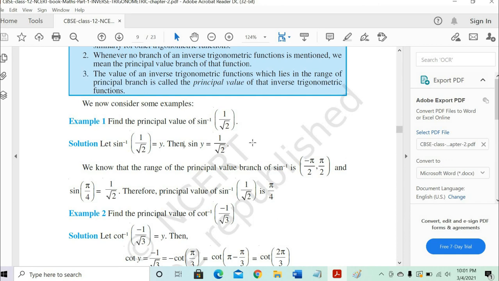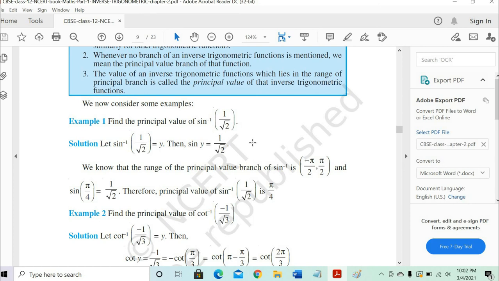Now you have to just check whether pi by 4 is coming between minus pi by 2 and pi by 2 or not. It does, yes. So the principal value of sine inverse 1 by root 2 will be pi by 4. So basically whenever you try to solve these things, you have to ensure that from the table, whatever angle you are getting, is it falling in the range or not? If it falls in the range, then your answer is correct. If it doesn't fall in the range, your answer is incorrect.